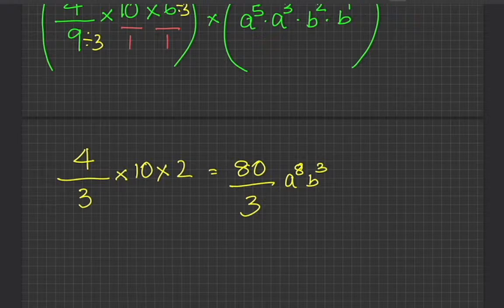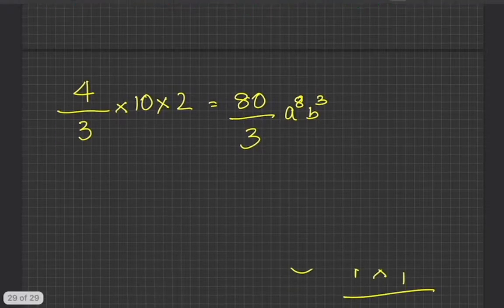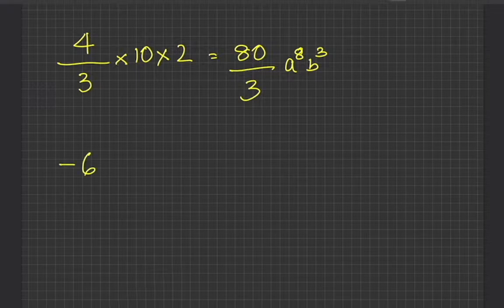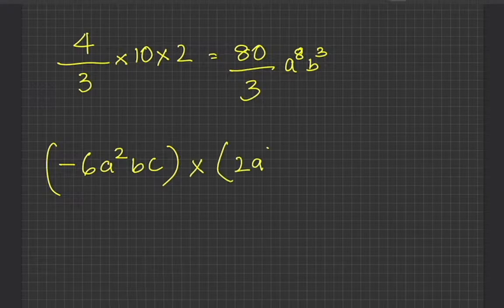Okay. Let's take another one. Just a slightly smaller one. Say I have negative 6 a squared bc times 2a squared b times negative 1 by 4. Can you try that?